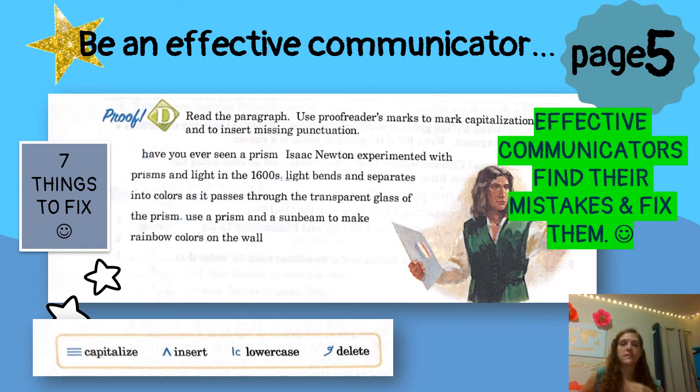Have you ever seen a prism? Isaac Newton experimented with prisms and light in the 1600s. Light bends and separates into colors as it passes through the transparent glass of the prism. Use a prism and a sunbeam to make rainbow colors on the wall. Okay?